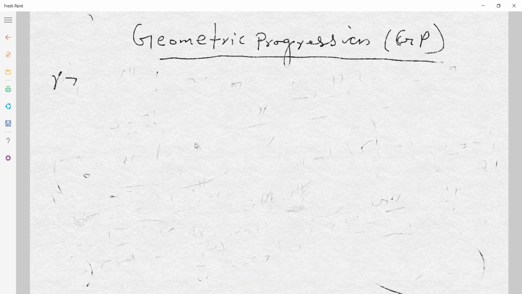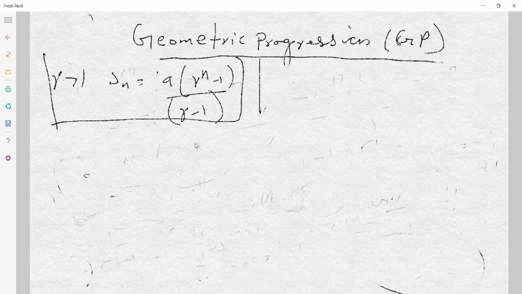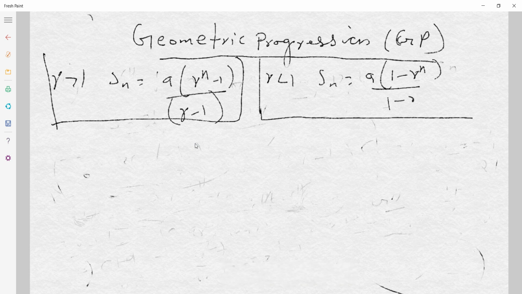When r is greater than 1, the sum of n terms equation will be Sn equals a times r to the power n minus 1, divided by r minus 1. So this is a nice and easy equation, for when r is greater than 1. Now what happens when r is less than 1? Sn will become a times 1 minus r to the power n, divided by 1 minus r. These are the two equations you need to keep in consideration depending upon the value of r.